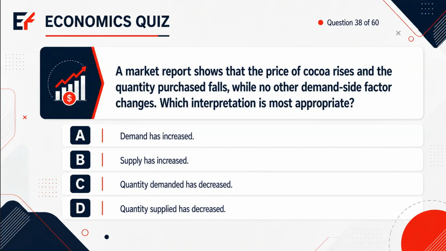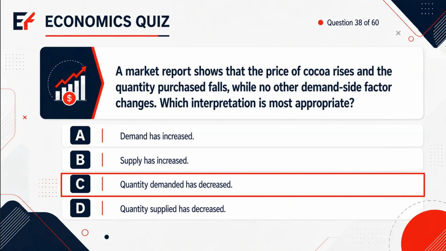Let's separate a movement from a shift. When the good's own price rises, consumers usually buy less, so there is a movement along the existing demand curve. Option C is correct because the quantity demanded decreases, not demand itself.